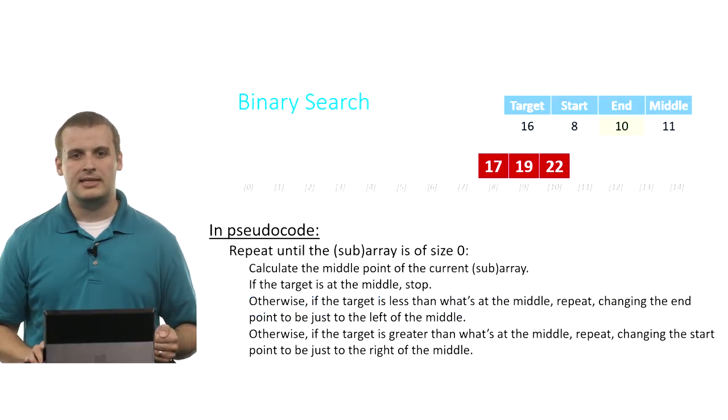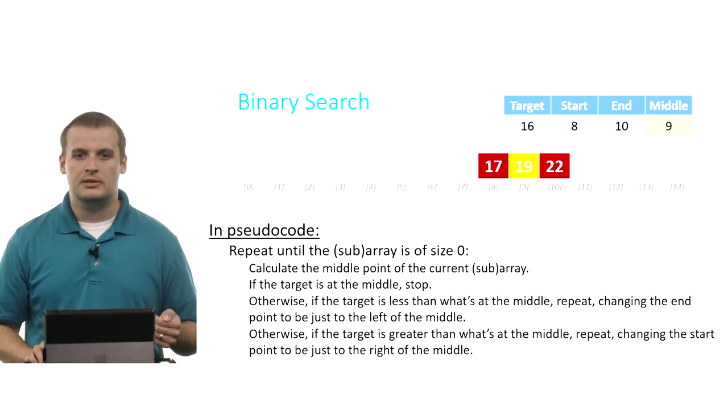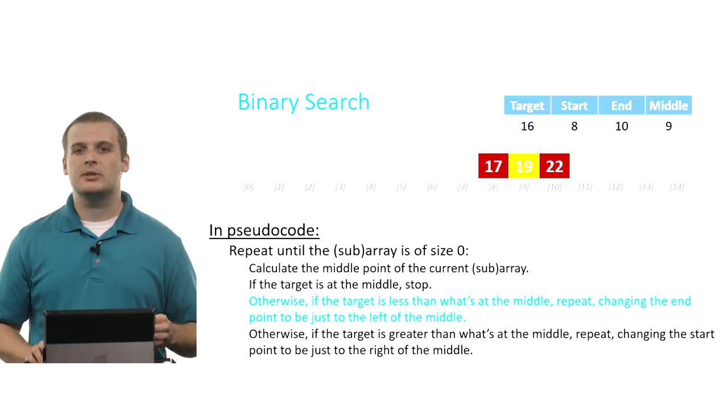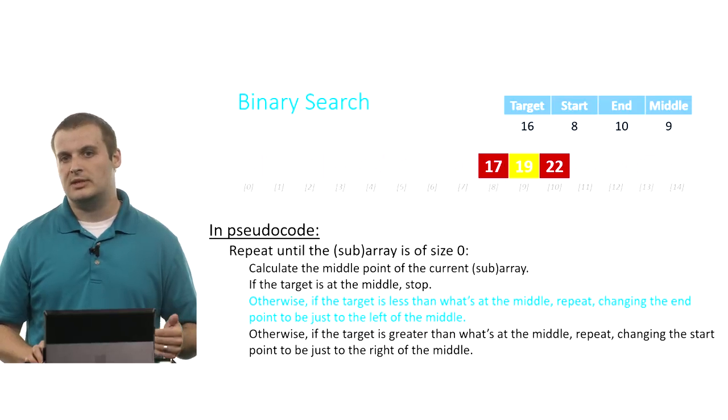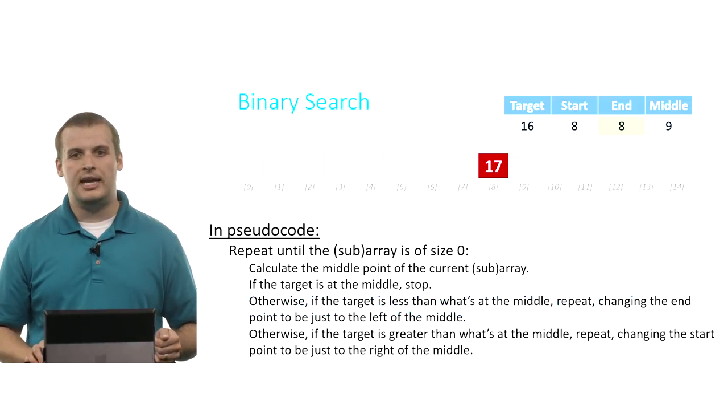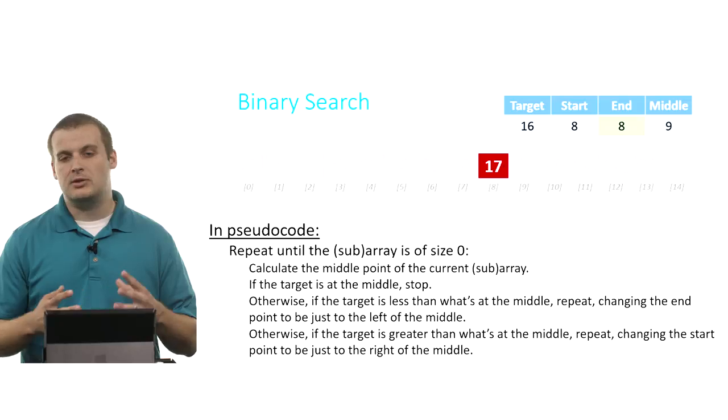Again, we go through the process again. Calculate the midpoint. 8 plus 10 divided by 2 is 9. Is 19 what we're looking for? Unfortunately, no. We're still looking for a number less than that. So we'll change the end point this time to be just to the left of the midpoint. The midpoint is currently 9, so the end point will be 8. And now we're just looking at a single element array.